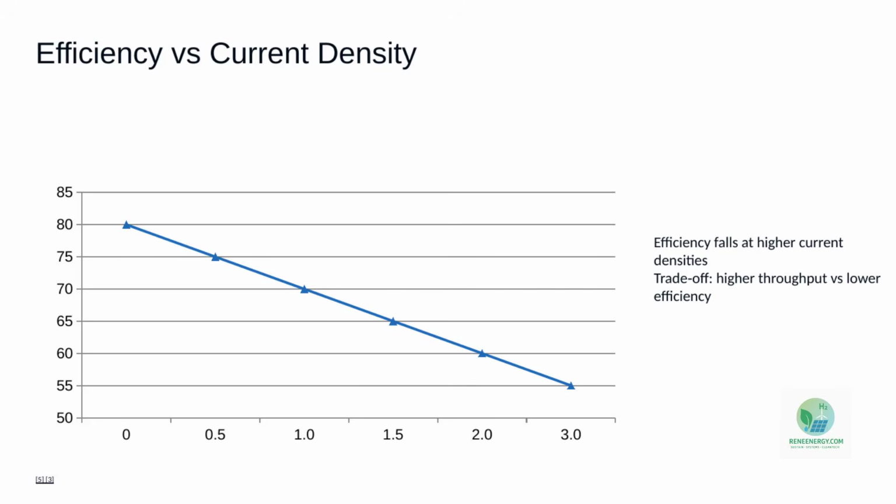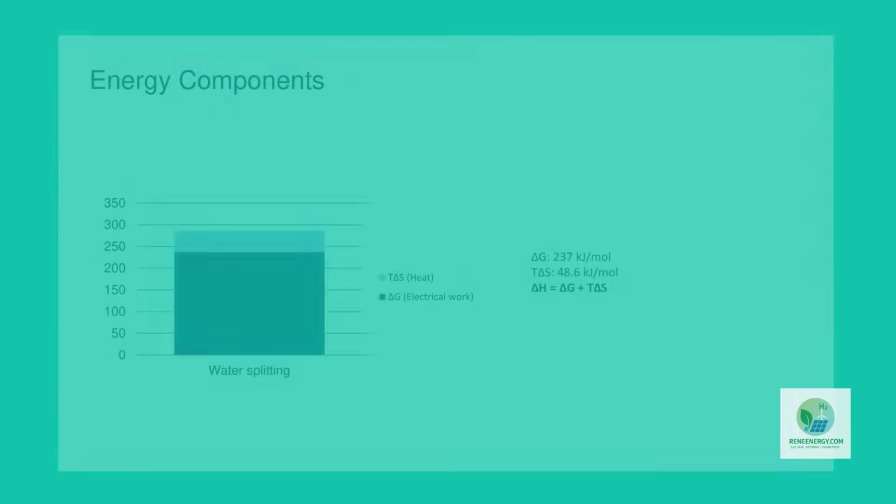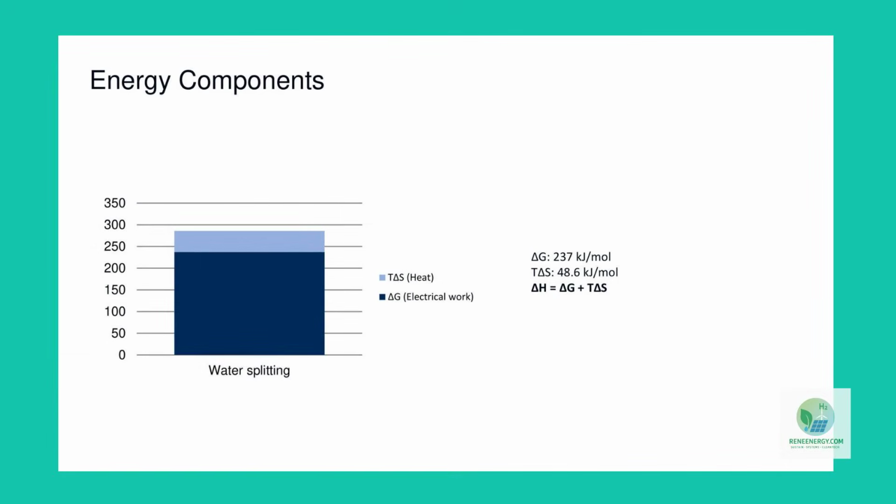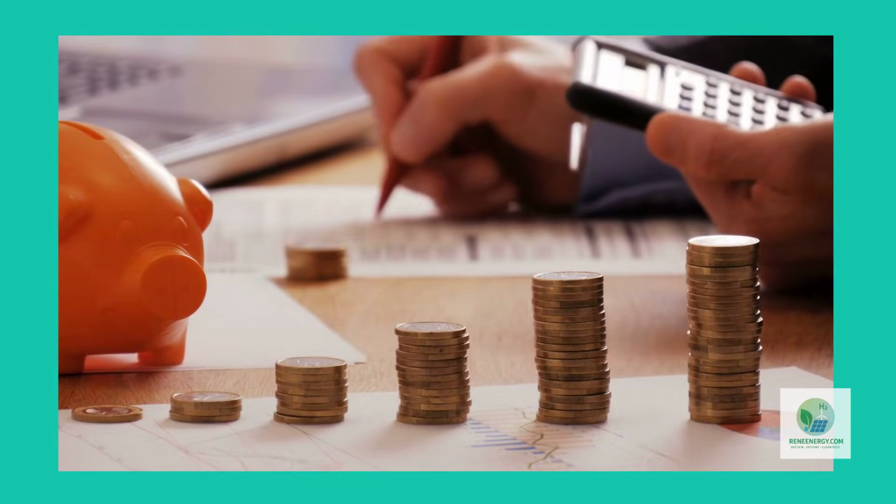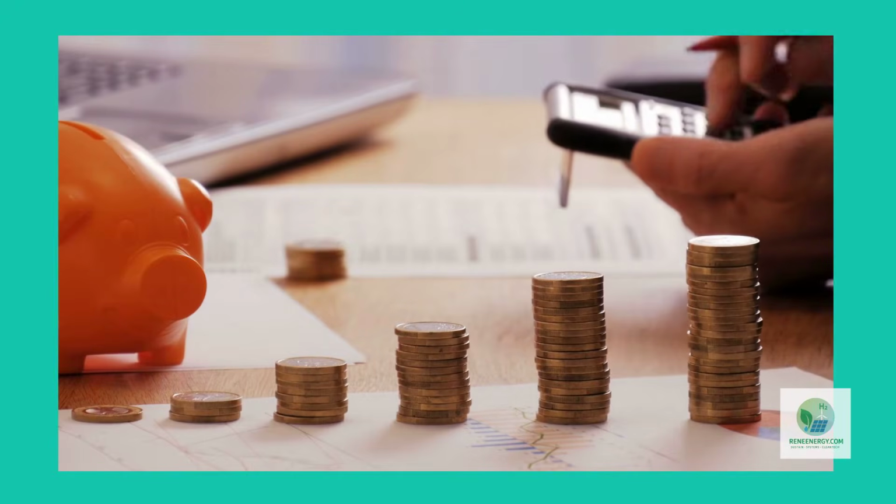This inverse relationship means that operators must carefully balance the desire for higher production rates, which reduces the capital expenditure per unit of hydrogen, against the increased operational expenditure due to lower energy efficiency. Optimizing this balance is a key engineering challenge, often dictating the economic viability of a hydrogen production facility.